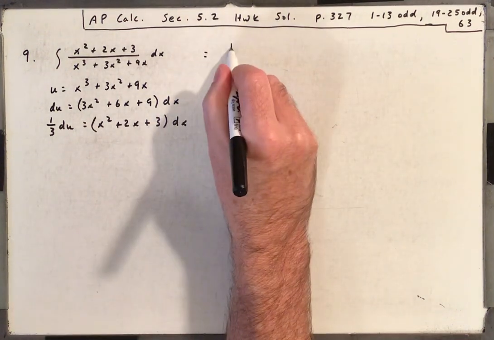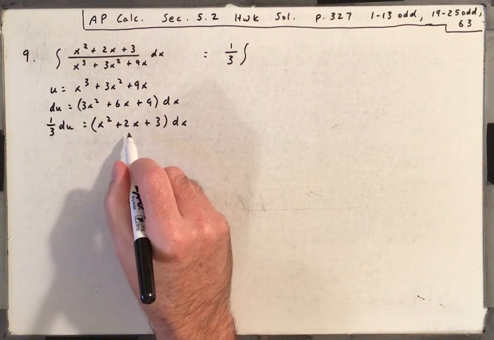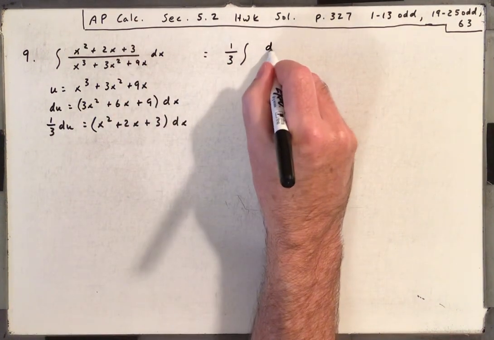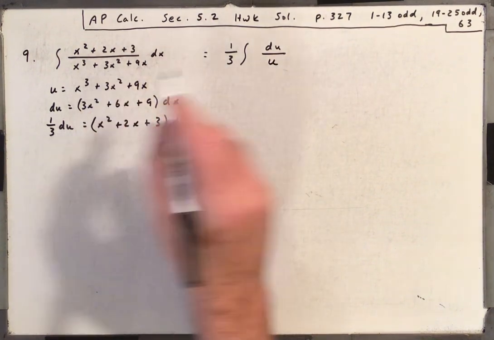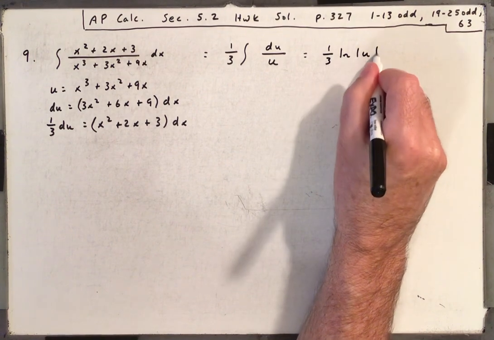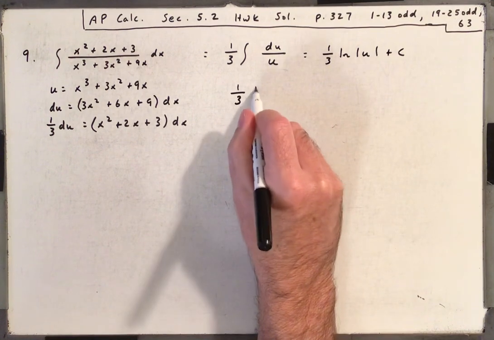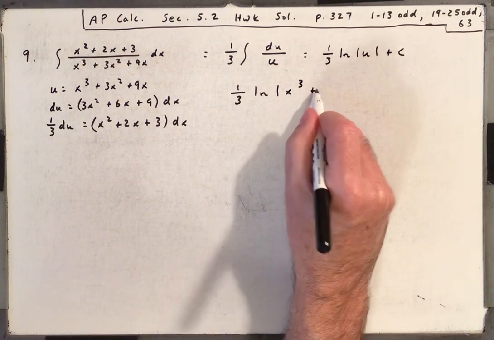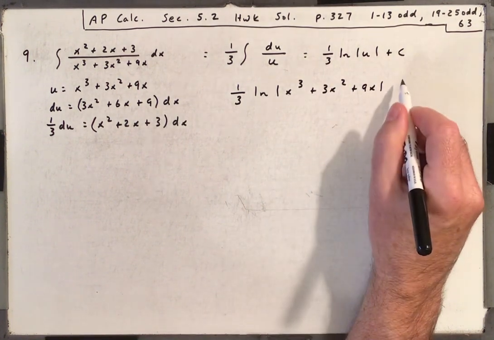So we can rewrite this in terms of u. I have a 1/3 out front. Du is just this, so that's du on the top, u on the bottom, because we let u be the denominator. So that's 1/3 times the natural log of the absolute value of u plus c. And that's 1/3 times the natural log of the absolute value of x cubed plus 3x squared plus 9x plus c.